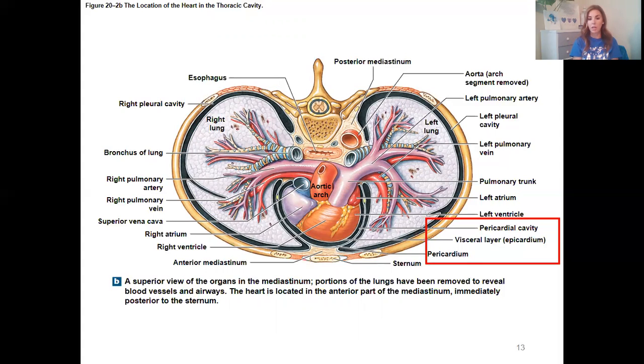Here it is whenever you look at this from a superior view, so you can still see the heart, you can see the lungs, you can see the vertebra, so that will allow you to know, okay, that's the posterior aspect. Anteriorly, you can see the sternum. So this is just a different way to view it from a different angle, a different aspect, since everybody learns a little bit differently.